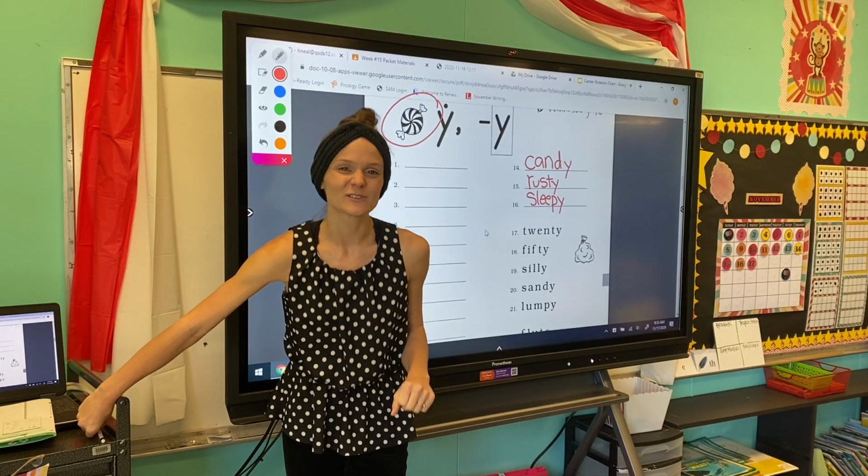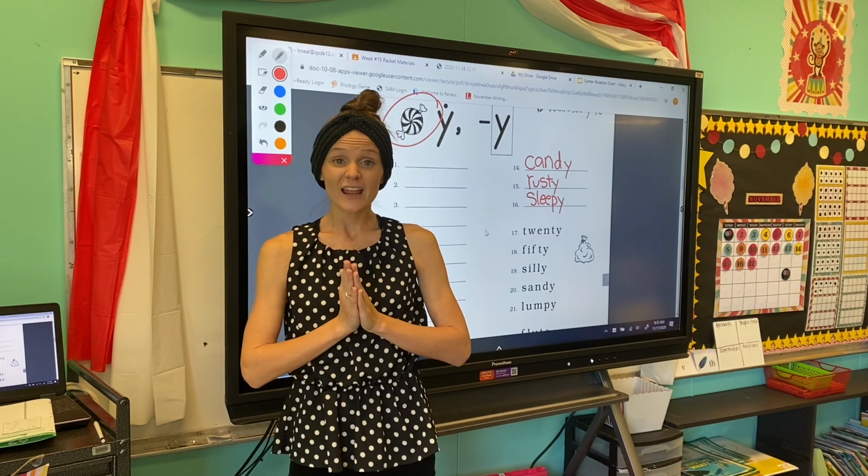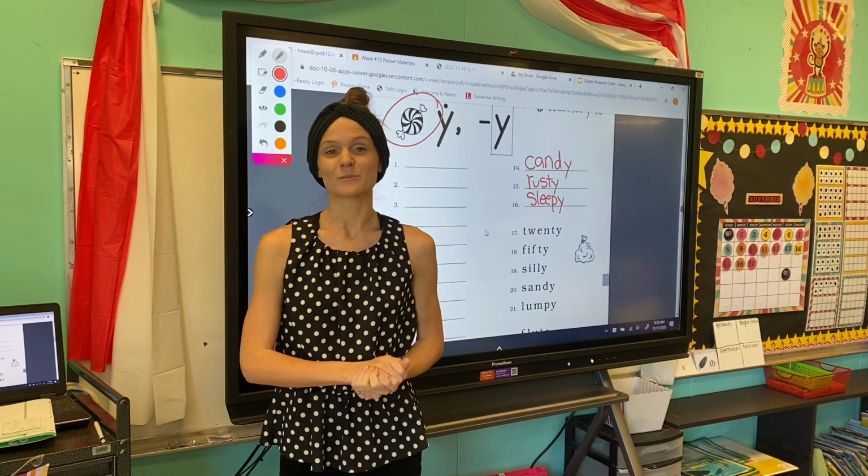Excellent job today, sweet friends. I want you to finish coding the rest of these words on your own and then flip your paper over and try some reading practice.